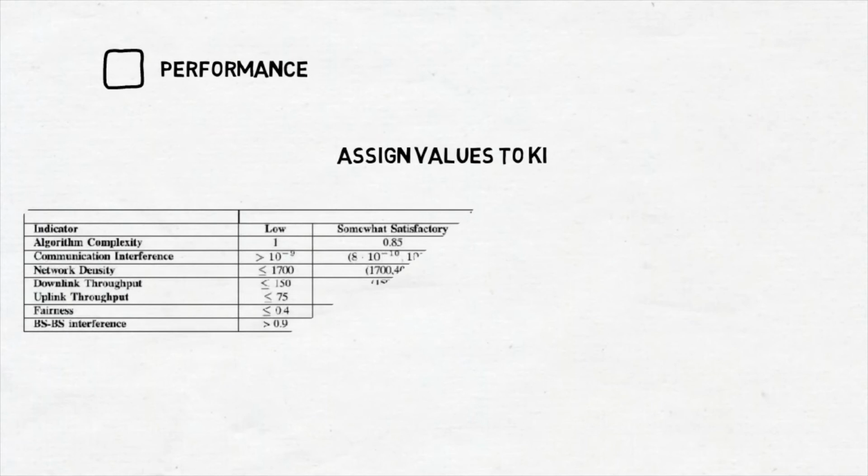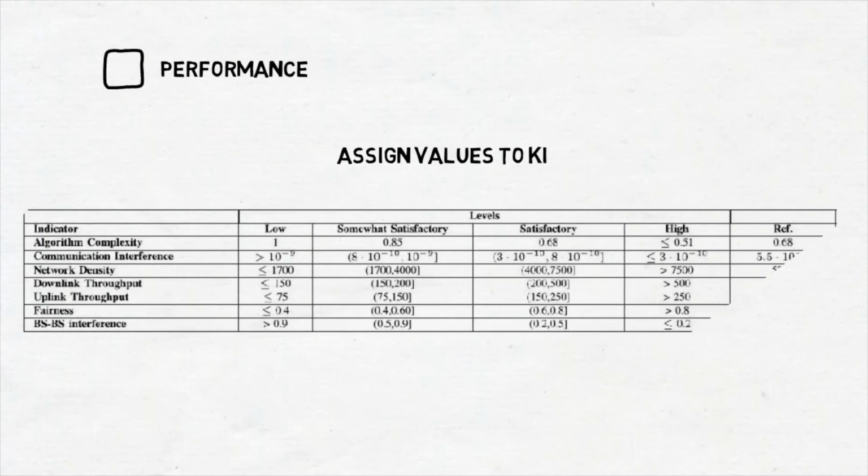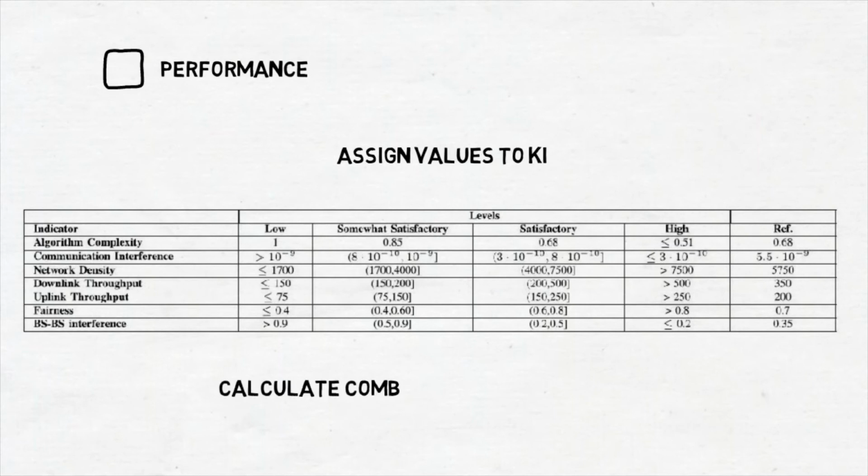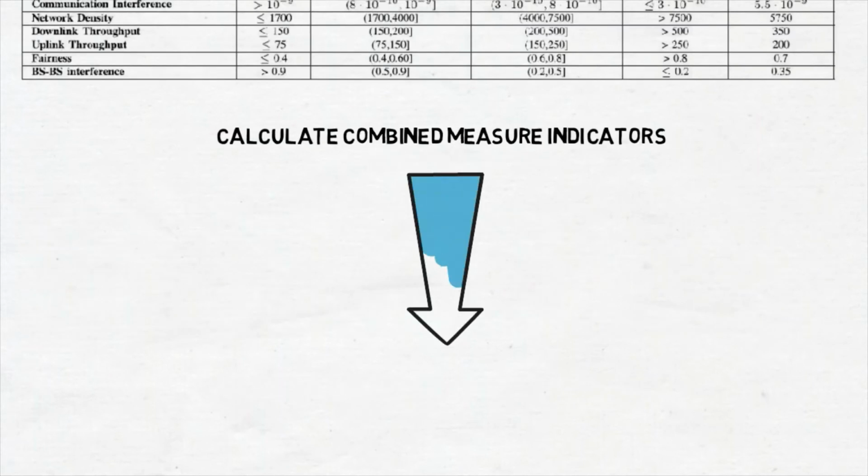Coming to the performance, to analyze the performance of an algorithm based on the JOSI system, all key indicators are assigned values that fall into 4 levels of performance: low, somewhat satisfactory, satisfactory, and high. Based on them, the combined measures indicators are calculated. The JOSI then enables sorting algorithms according to their effective performance. But capturing an attained performance level requires additional information about key indicators.